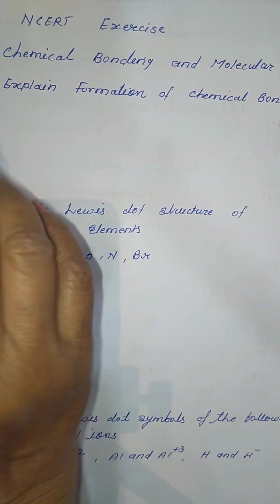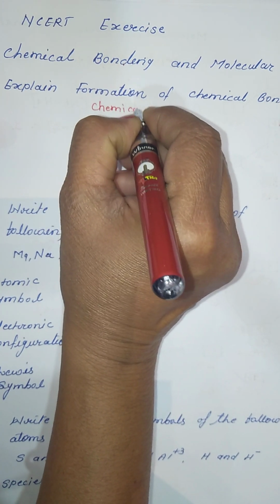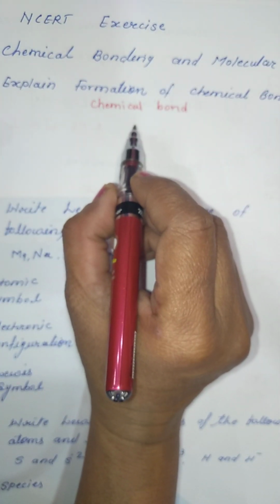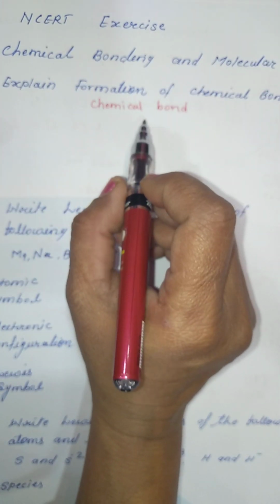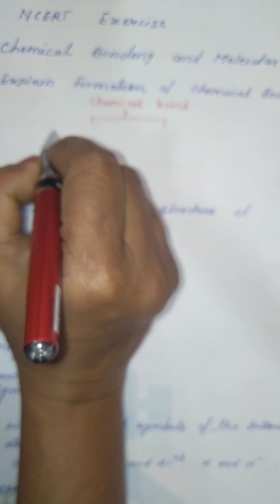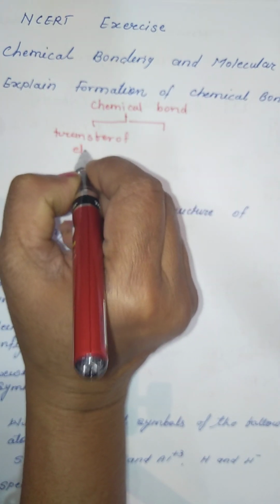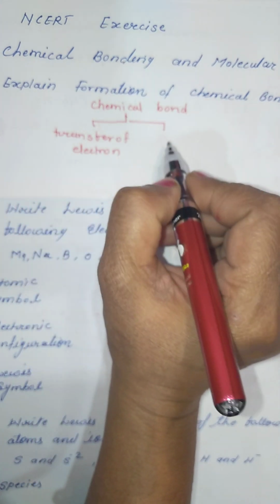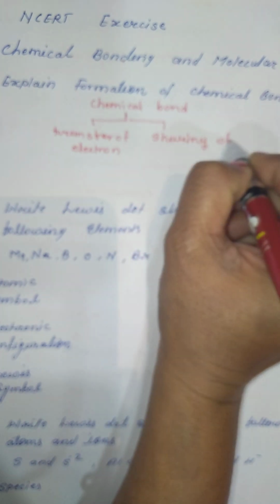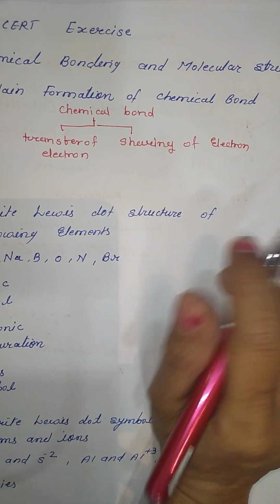So the simple answer is, we know how a chemical bond is formed. You can write it in the form of a schematic diagram. It will be easy. Even you can convert it into sentences. So a chemical bond is formed in two ways. What is the first way? First is by the transfer of electron. This is one way. And second is the sharing of electron. These are the two ways by which a chemical bond is formed.